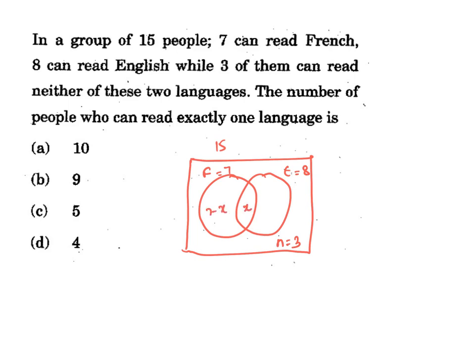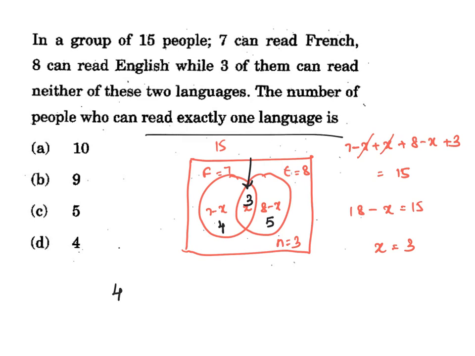Now let the common part be x. I can take it as 7 minus x. This becomes 8 minus x. So do the sum and equate it to 15. So I can say 7 minus x plus 8 minus x plus 3 is equal to 15. So x cancels. 18 minus x is equal to 15. x is equal to 3. Now if x is 3, there are only 4 members who read French and 5 members who read English. So that is exactly what he is asking, the number of people who can read exactly one language. That's 4 plus 5 is equal to 9 members.